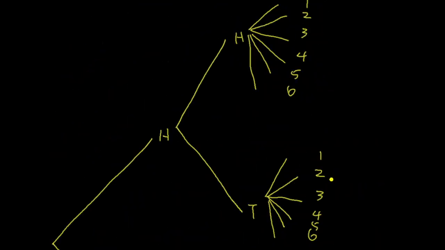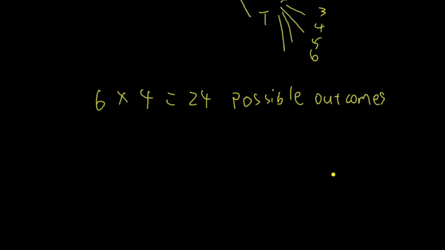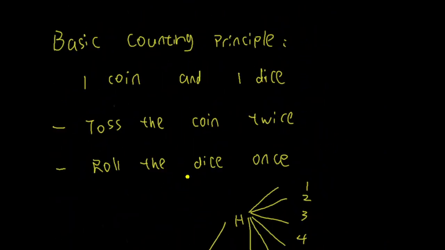But what if you don't have the tree diagram? You don't see a tree diagram. Then how do you determine that it is 24 possible outcomes? Let's look at it this way. You toss the coin twice and you roll the dice once. How many possible outcomes can you have when you toss the coin the first time? 2, right? Because you get either head or tail. Now, look at the second time that you toss the coin. How many possible outcomes can you have? 2 again, because there are only 2 sides on the coin.